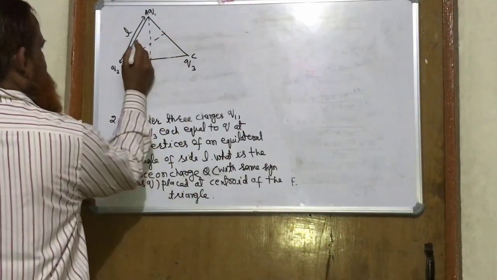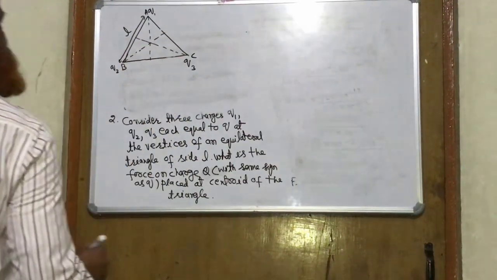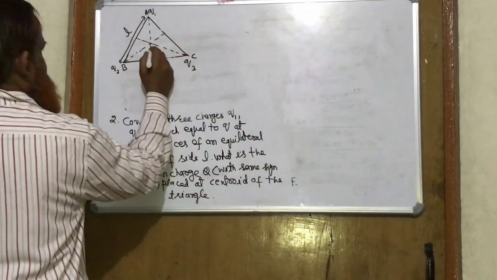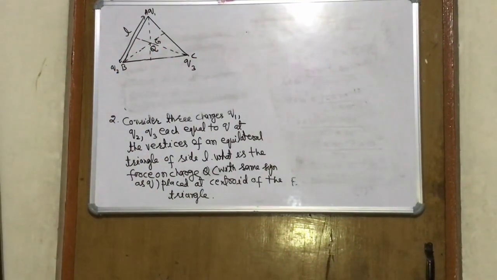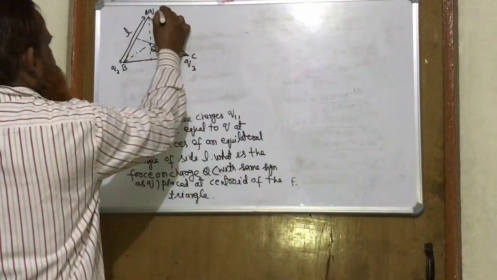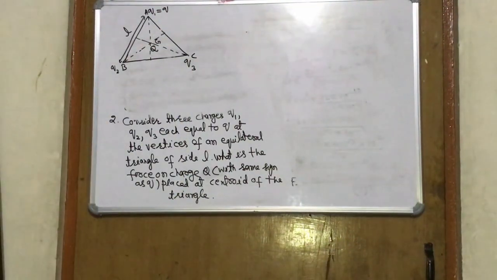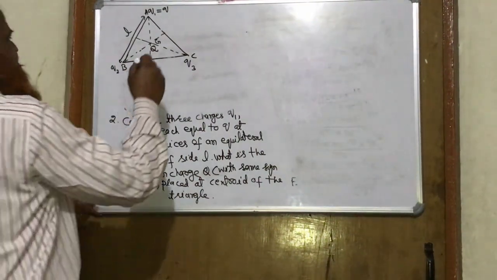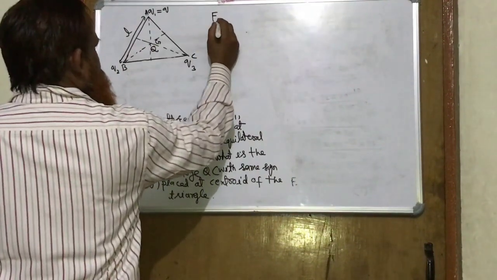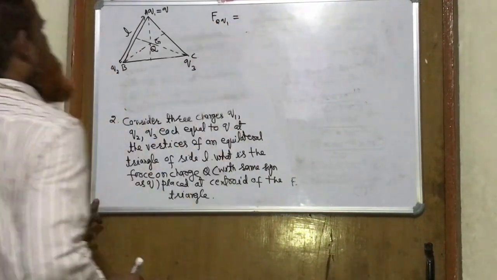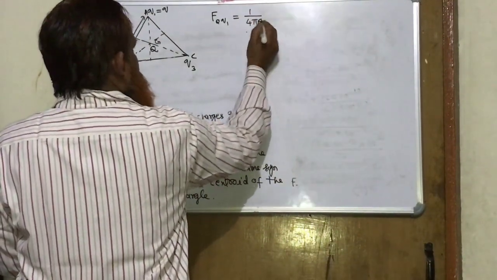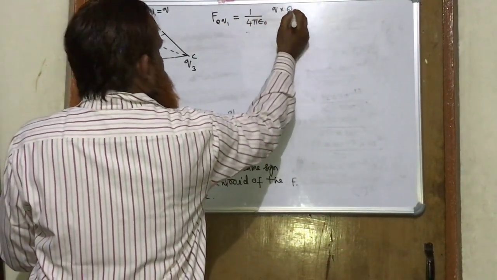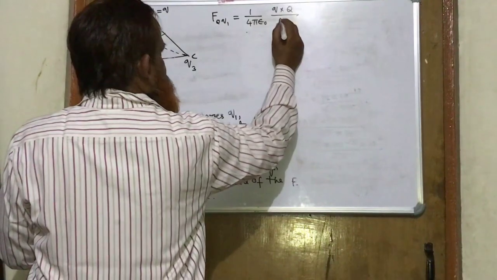The centroid is that point where the medians intersect. So it is the centroid G. The charge Q is here, of the same sign as Q1, Q2, Q3. The magnitude of each charge is Q. By using the principle of superposition, the force on the Q charge due to Q1 will be 1 upon 4 pi epsilon naught, Q into Q upon AG square.